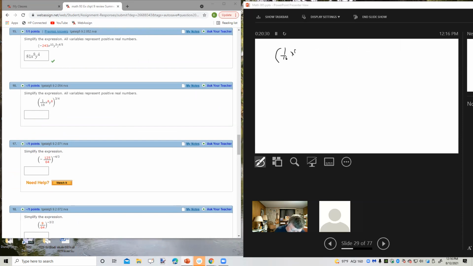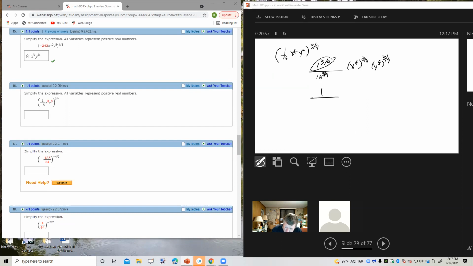1/16 x to the 8th, y to the 8th, all to the 3/4 power. So that's 1 to the 3/4 power over 16 to the 3/4 power, x to the 8th to the 3/4 power, y to the 8th to the 3/4 power. 1 to the 3/4 power. 1 cubed is 1. The 4th root of 1 is 1.